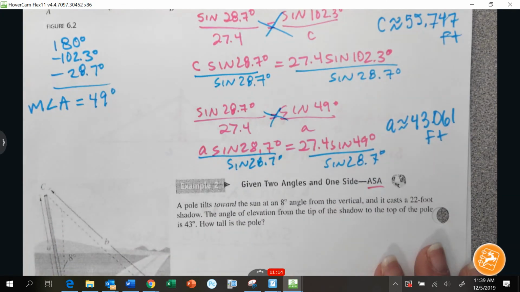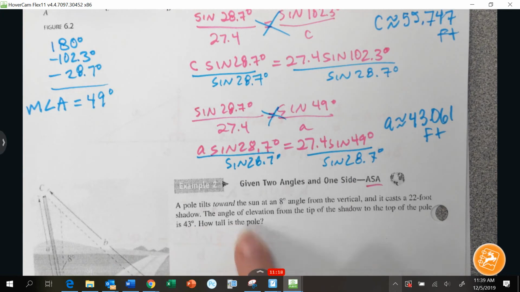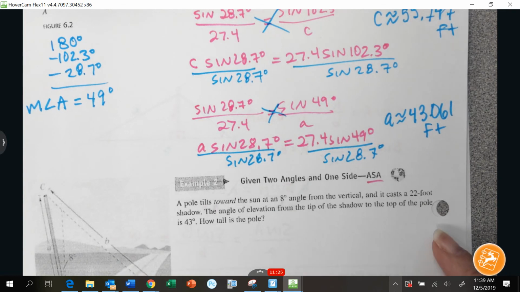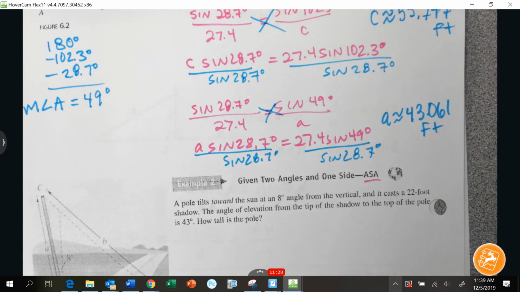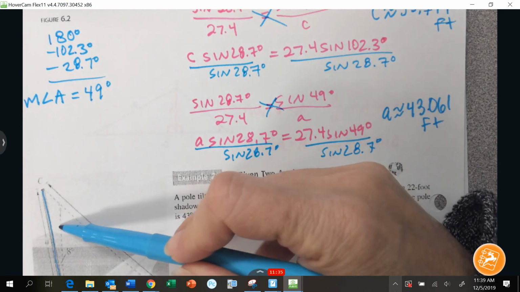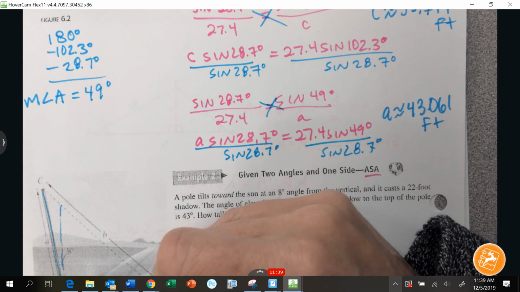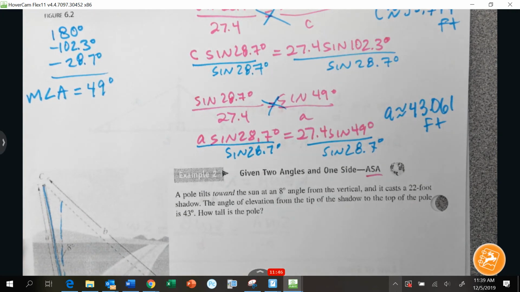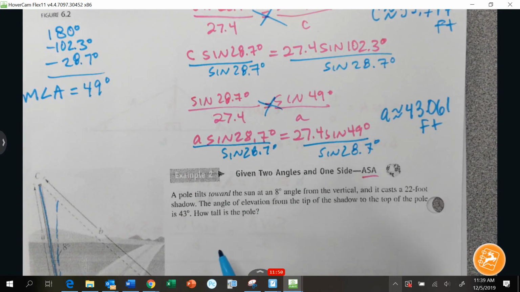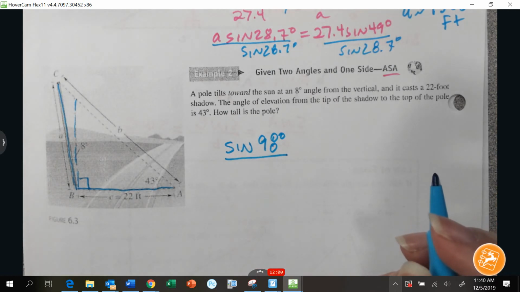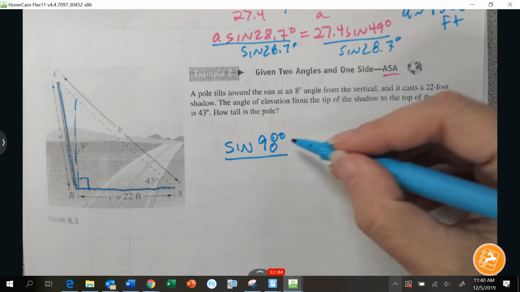So this one here, the bell's going to ring in like 2 minutes, but you guys can start working on this one. This is just not finding everything. It's just finding the angle of elevation from the tip of the shadow to the top of the pole. Oh, no, they gave me that. Sorry. How tall is the pole? So the pole is leaning. So it's not a right angle anymore. It used to be a right angle. So we can use law of sines to find how long A is.